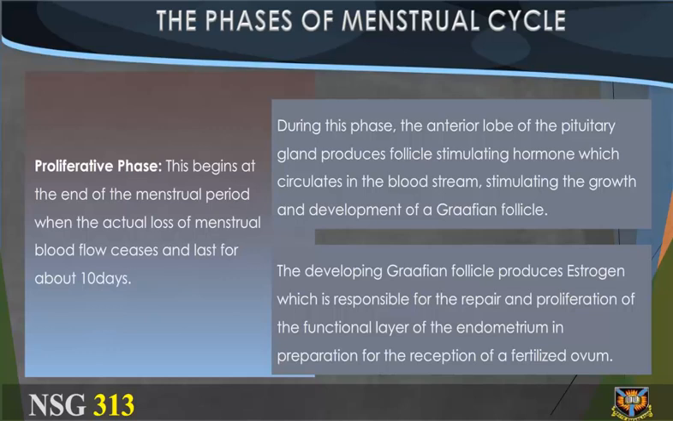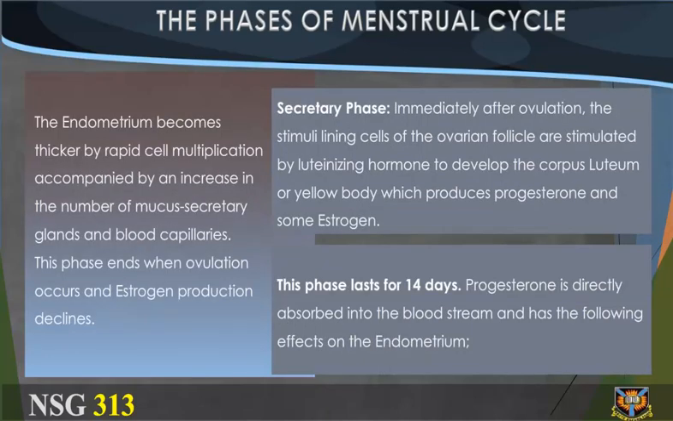The developing Graafian follicle produces estrogen, which is responsible for the repair and proliferation of the functional layer of the endometrium in preparation for the reception of a fertilized ovum. The endometrium becomes thicker by rapid cell multiplication, accompanied by an increase in the number of mucous secretory glands and blood capillaries. This phase ends when ovulation occurs and estrogen production declines.